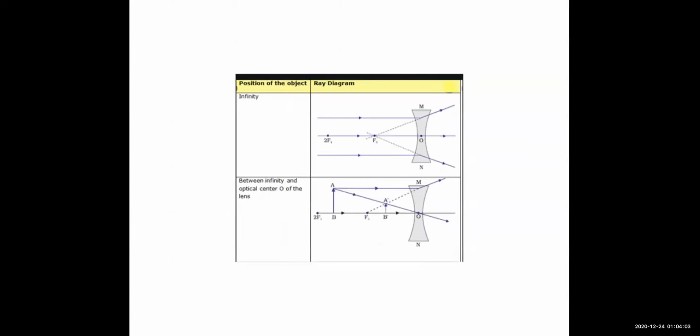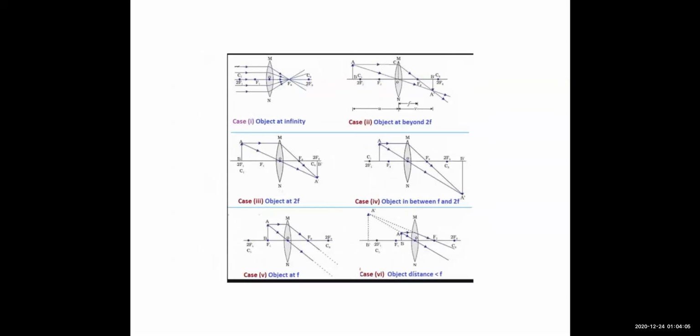Okay, children. So this is it. This was about the lens. We saw the types of lens, the important terms related to lens, and we saw the image formation in the lens. So this is it for today. We'll continue tomorrow. Thank you, children.